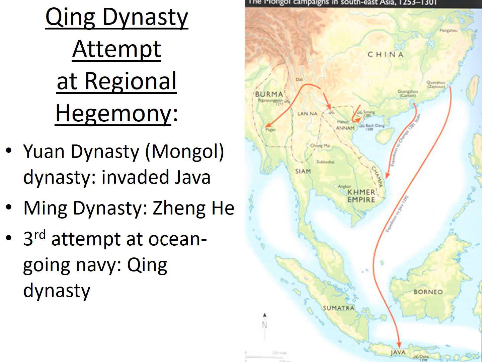So China's third attempt at a large ocean-going navy was under the Qing dynasty. The previous attempts were under Zheng He during the latter end of the Ming dynasty, which we talked about earlier. That failed, and it was essentially displaced thereafter by the European fleets. And the Yuan or Mongol dynasty. The Mongols managed to reach and invade as far as the island of Java in Indonesia that you can see here.